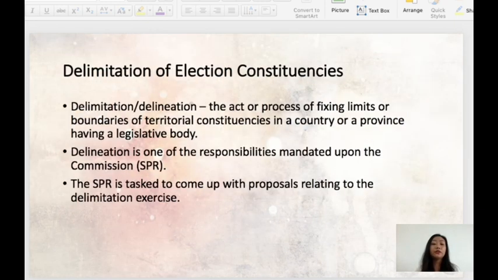And then next, delimitation of election constituencies. Delimitation or delineation is the act or process of fixing limits or boundaries of territorial constituencies in a country or a province having a legislative body. Delineation is one of the responsibilities mandated upon the Commission or SPR. The SPR is tasked to come up with proposals relating to the delimitation exercise.